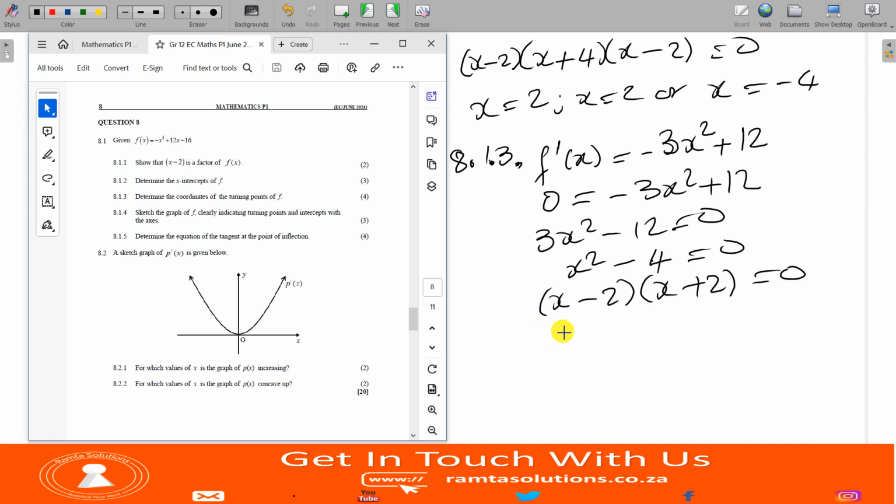Therefore, we got x equals 2 or x equals negative 2. Already you know that f of 0, you calculated it, is 2. Now let's look for f of negative 2.